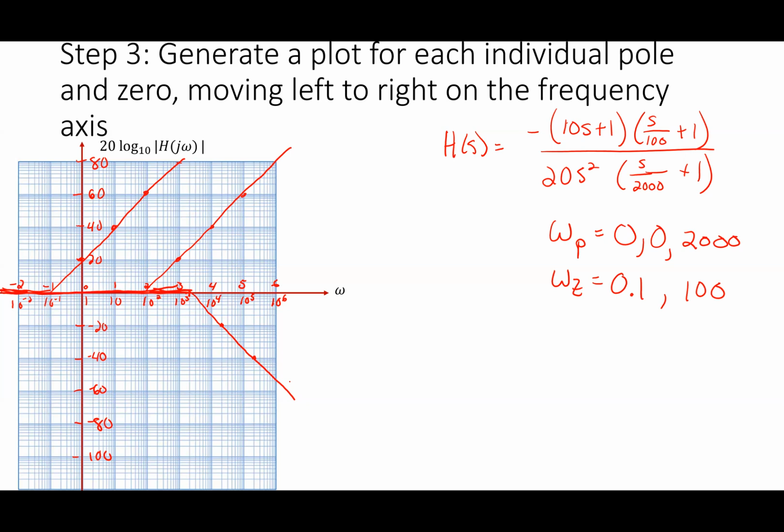Now, I got one more thing to do. I got s squared. But that's a little tricky to do, right? If I have just an S term, if I have a pole at zero, what do we say a pole at zero does? Always falls, okay? So what would happen if I had two of those? It falls twice as fast, has twice the slope. So if it falls twice as fast, it would fall 40 dB per decade. So in other words, he would start here.